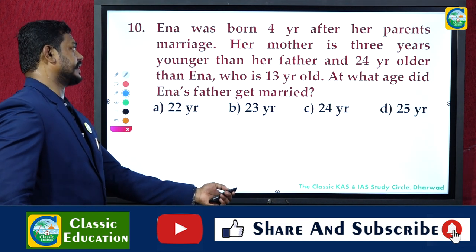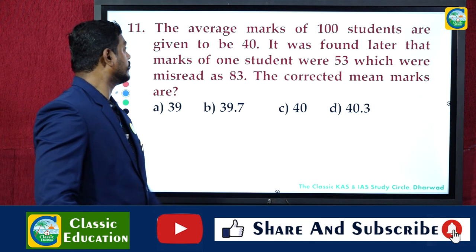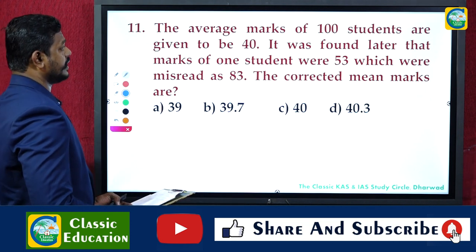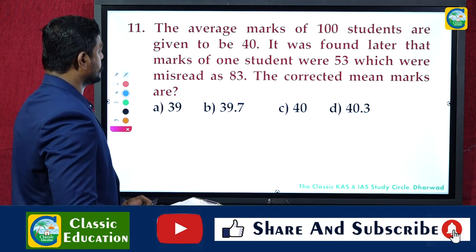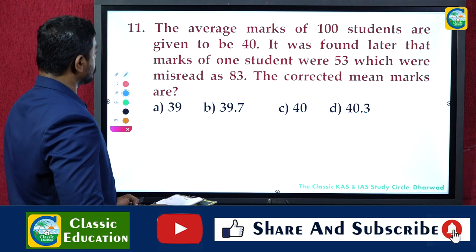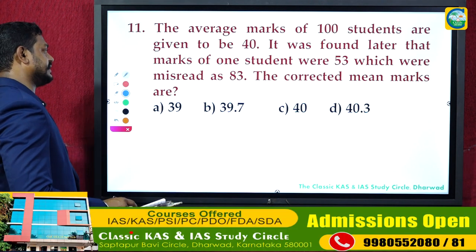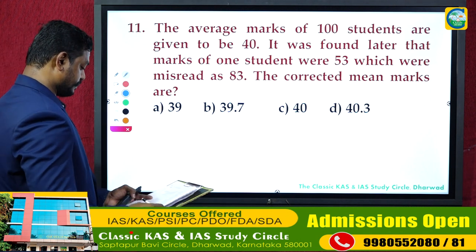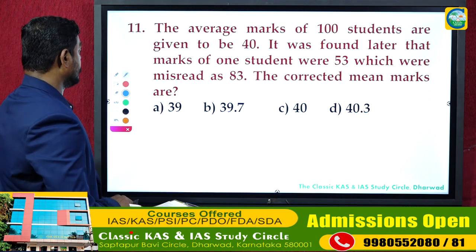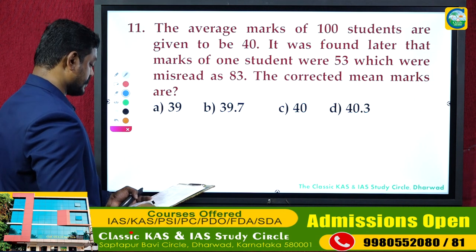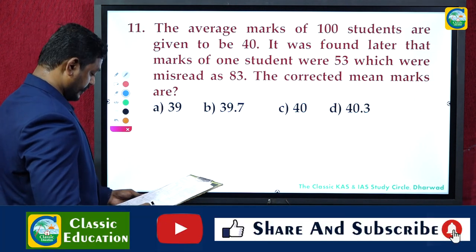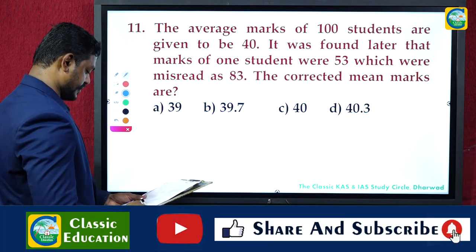Let me go for the next question now. The average marks of 100 students are given to be 40. It was found later that the marks of one of the students were 53, which were misread as 83. The corrected mean marks are? Okay, that is question number 11, friends.